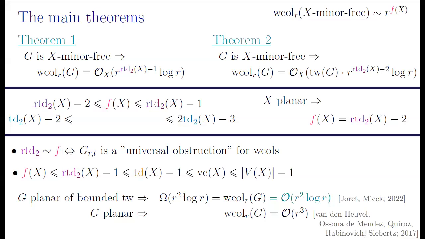Of course, it doesn't solve the general problem. It's still open: what's the order of magnitude of WCol_r of G in the planar case? And we believe that actually it's closer to this value, not to this value. But this is still open, as I said. We only have a result for planar graphs of bounded treewidth.